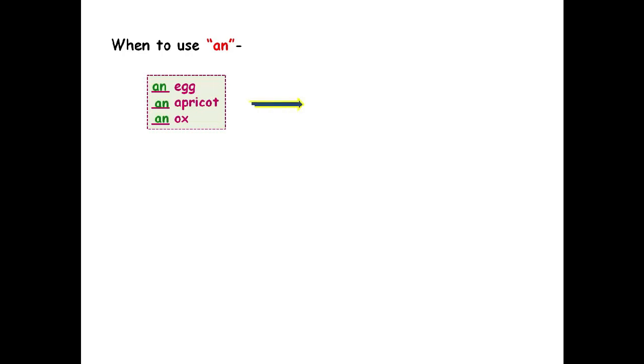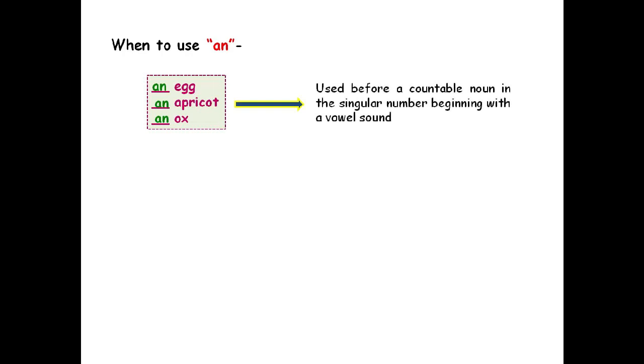Why do we use an over here? Because we will always use an before a countable noun in the singular number beginning with a vowel sound. Whenever you have a vowel sound at the start, you will always use an before it. These words, egg, apricot, ox, not only have a vowel sound, they also start with an actual vowel. That is why you are using an over here.